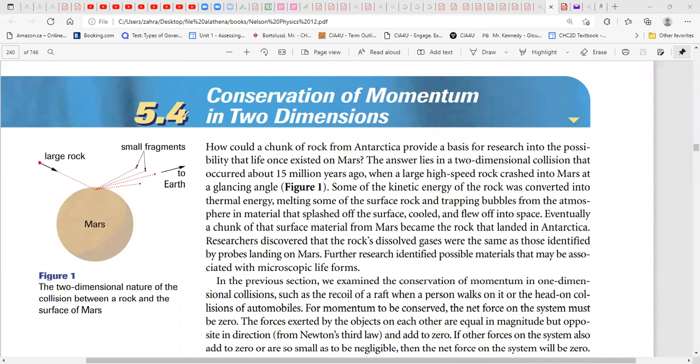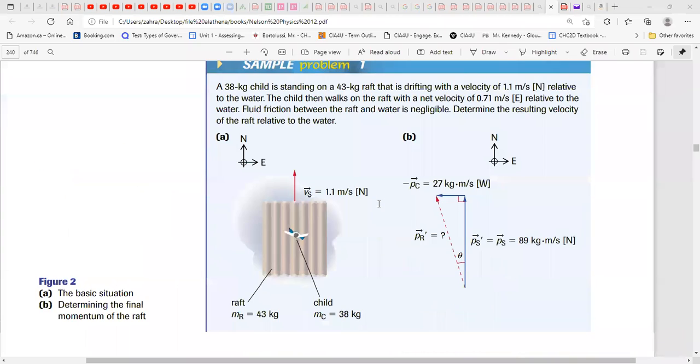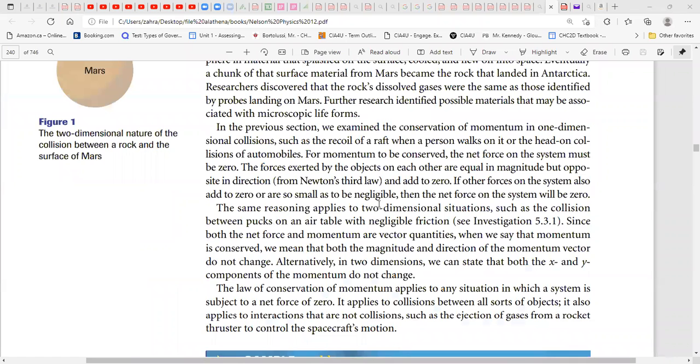5.4 Conservation of momentum in 2 dimensions. Now, we discussed conservation of momentum in 1 dimension. Now we have an X and Y component. We want to see how we do these questions.